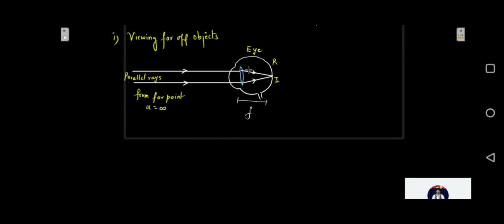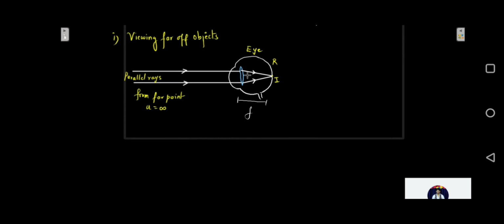So while viewing a far off object, this focal length is going to be maximum because your lens is becoming thin in this case. The rays which are coming from a distant object are going to be parallel and they will be focused at the retina as shown in the figure. So this is going to happen while viewing a far off object, that is, your ciliary muscles are going to be completely relaxed and the focal length is going to be maximum.